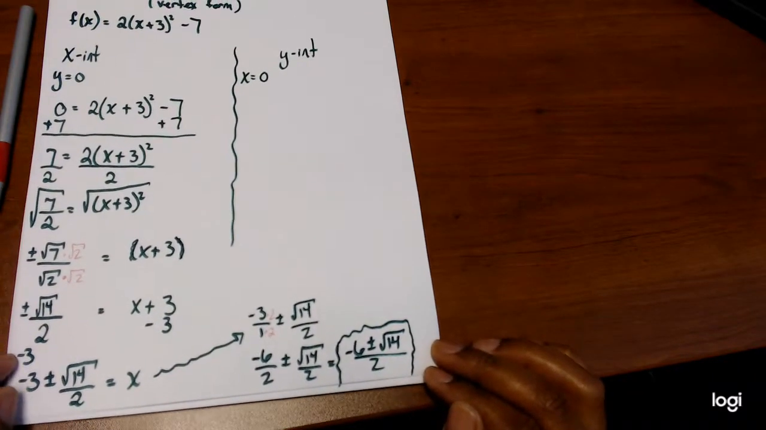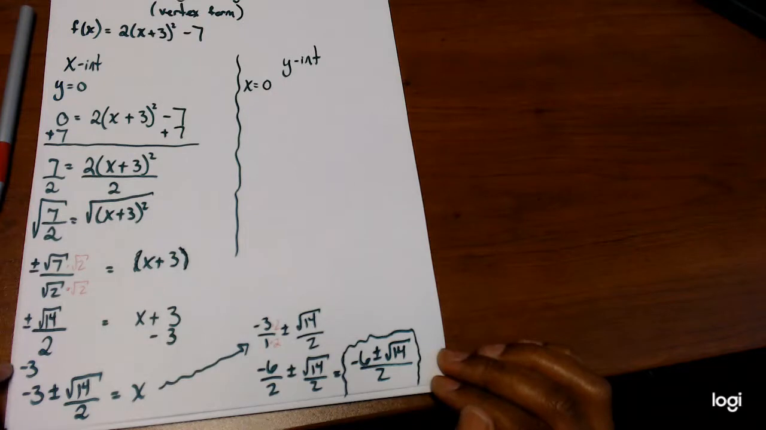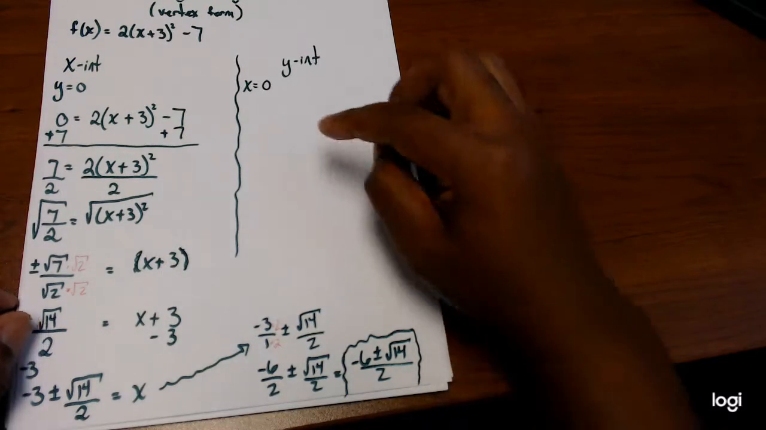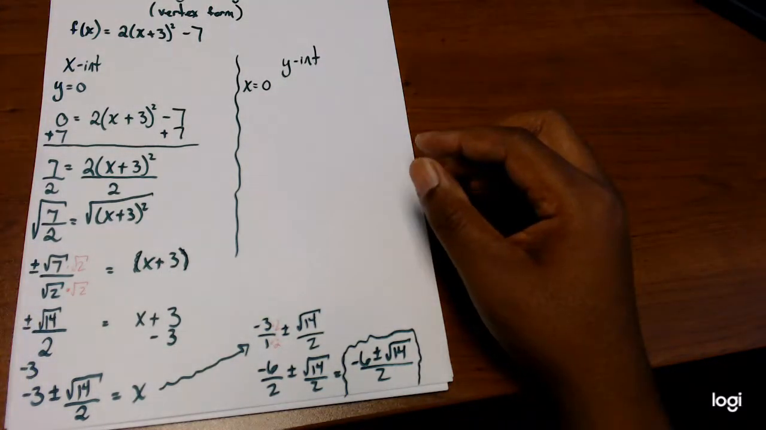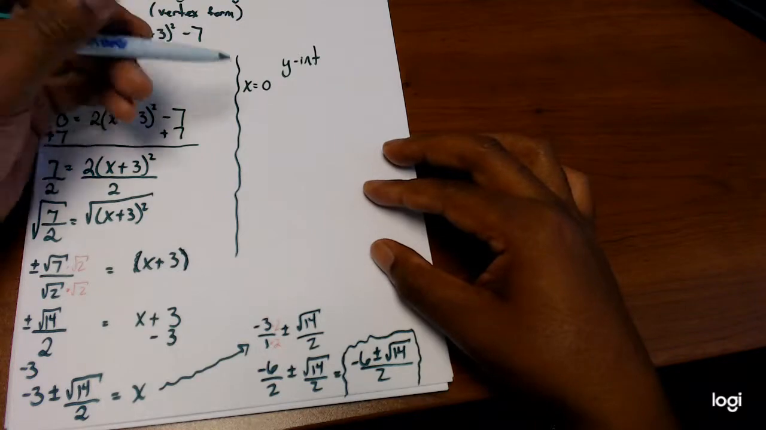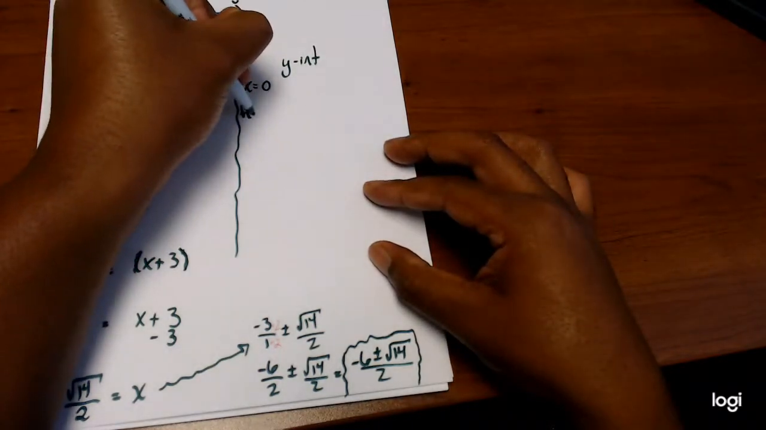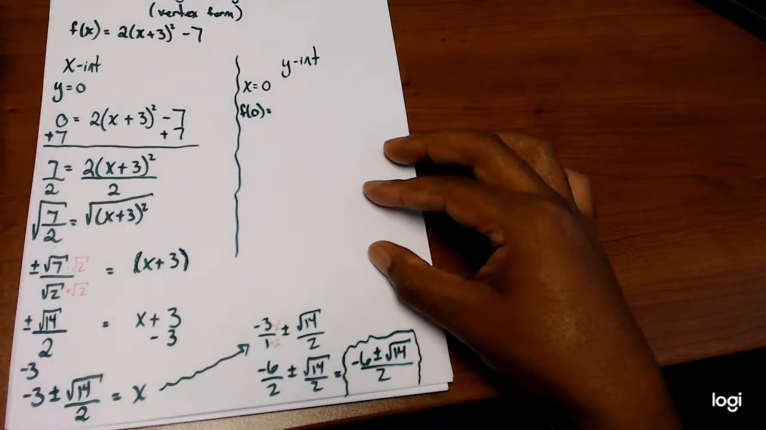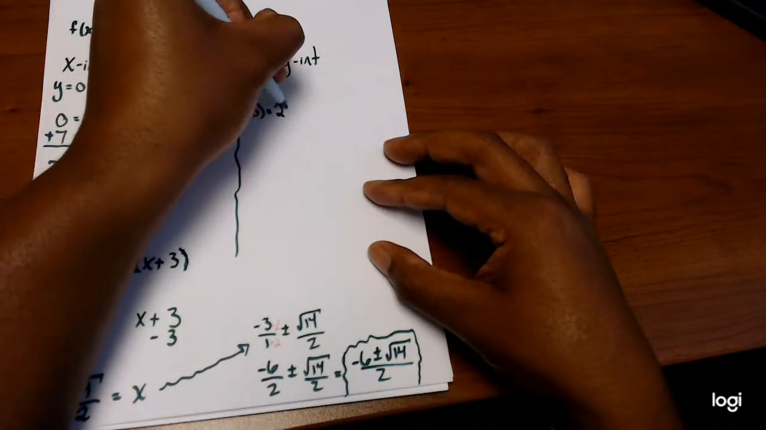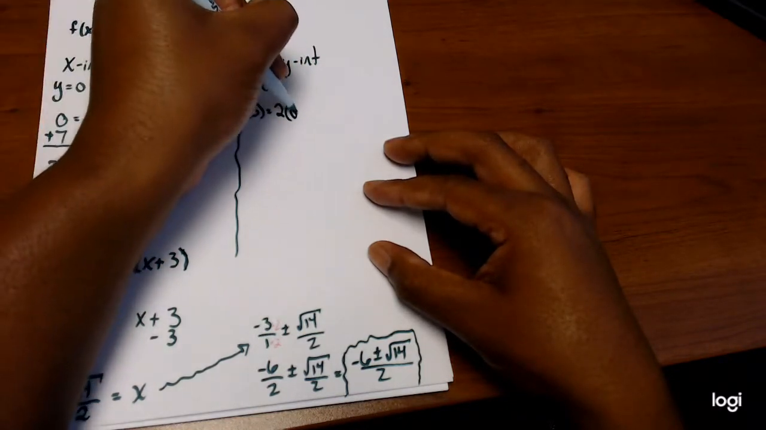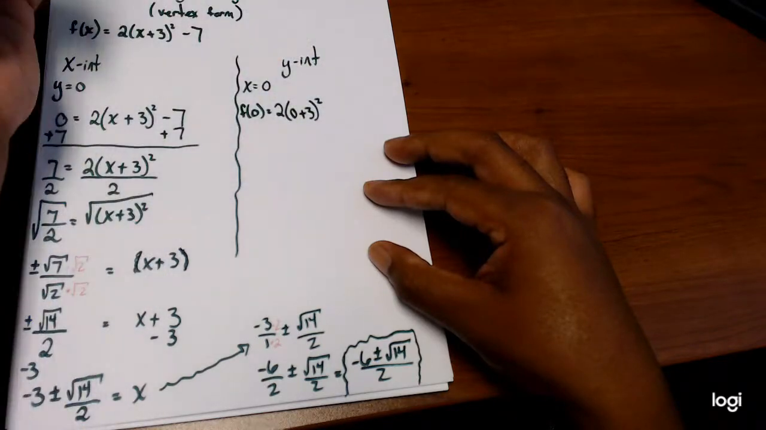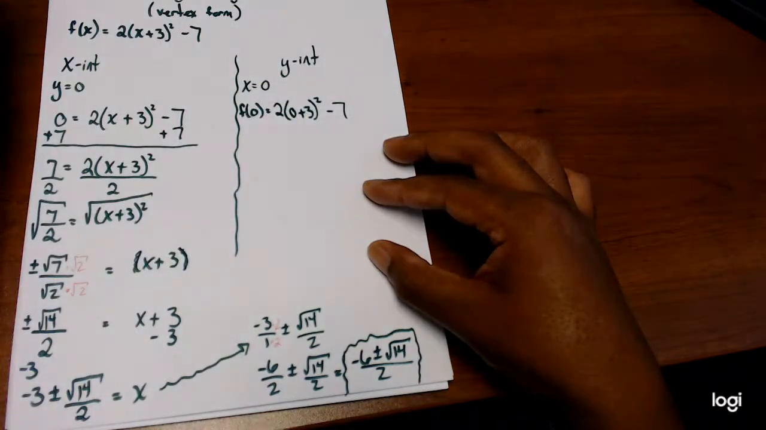Now, unfortunately, finding the y-intercept isn't quite as easy as it is when we have our function written in standard form. Nonetheless, we can complete it without too much trouble. So we want x to be equal to 0. That's the same as finding f of 0. So we replace all of our x's with 0. So that's 0 plus 3 squared minus 7.